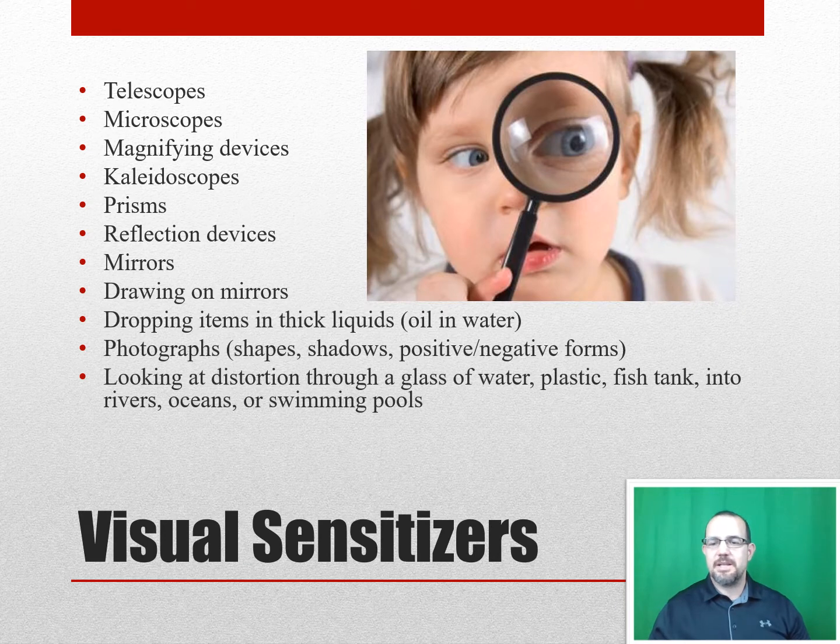This is a great list of items that you can use to enhance visual learning. Telescopes, microscopes, magnifying glasses. I use magnifying glasses and we look at the fingerprints on our hands and then we draw those fingerprints and create a lined drawing. Prisms, mirrors. There are just so many things that you can add that will enhance visual learning.